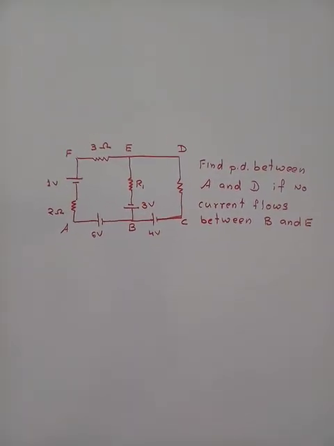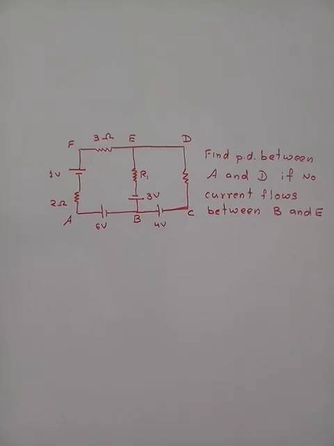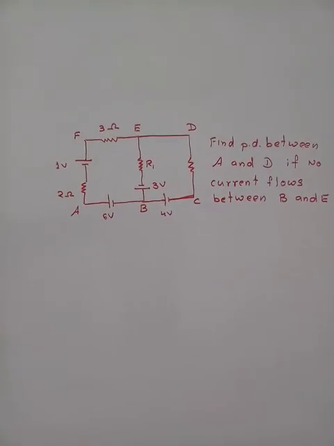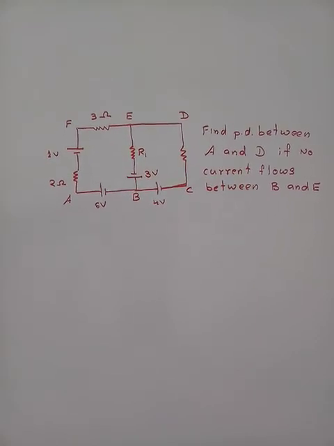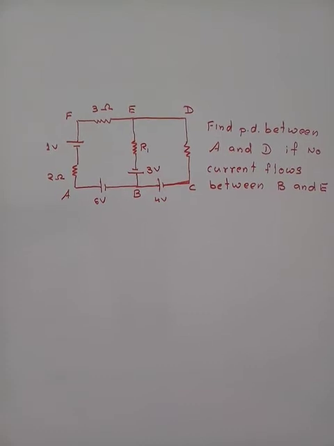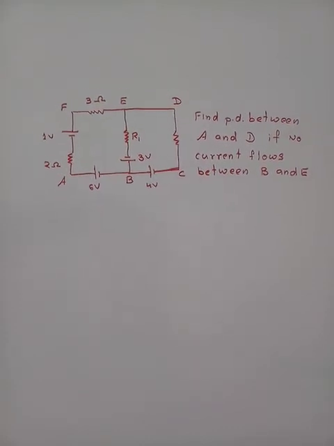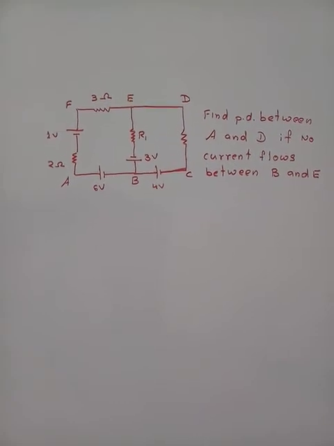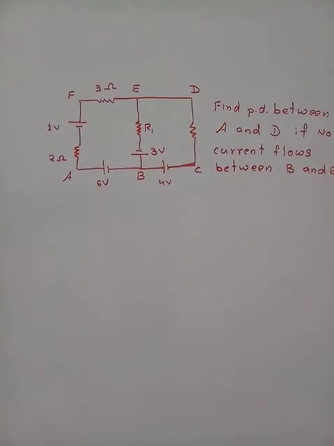This is the question for you to solve. See what you have to find. You have to find the potential difference between terminals A and D. And also take care, one thing is mentioned in the question, that no current flows through BE. Okay, please note down this question, and then we will do something very strange.